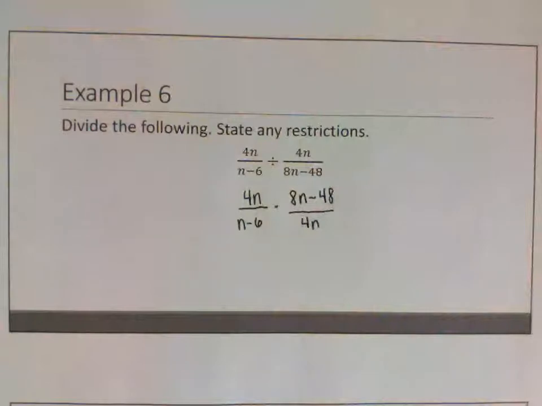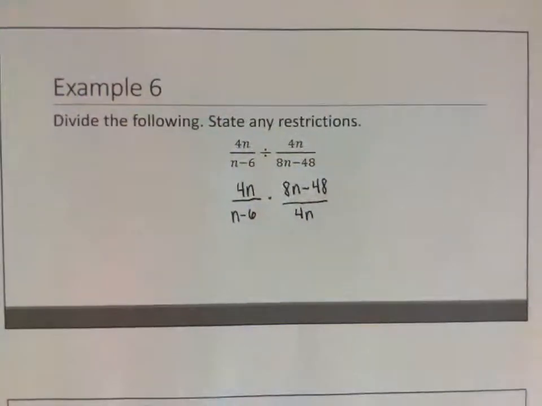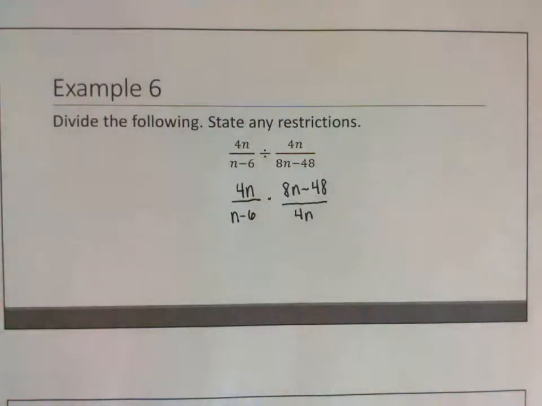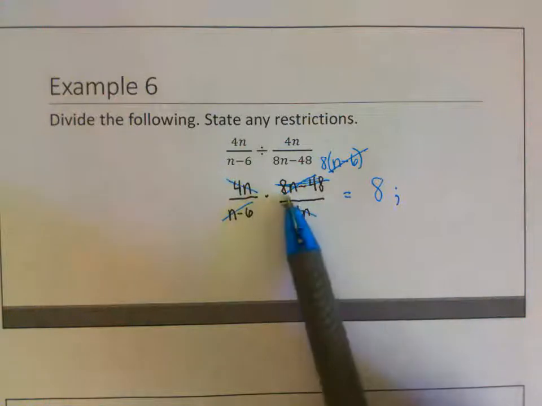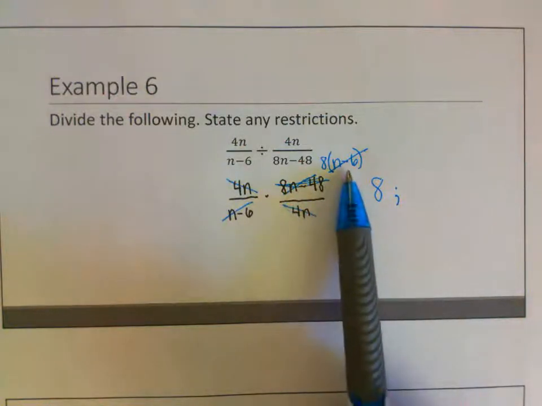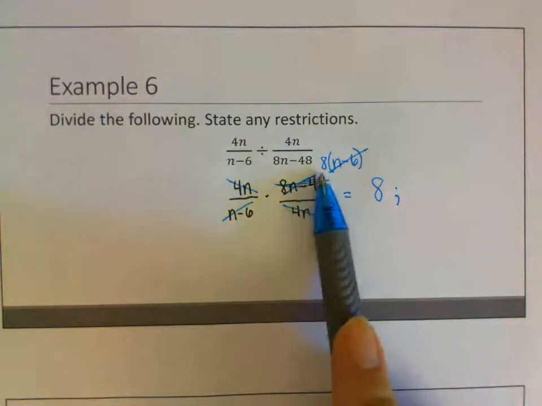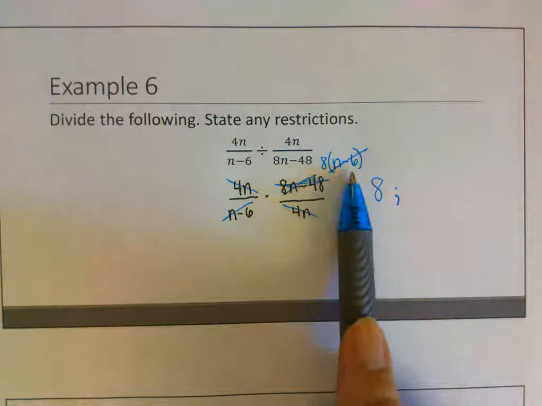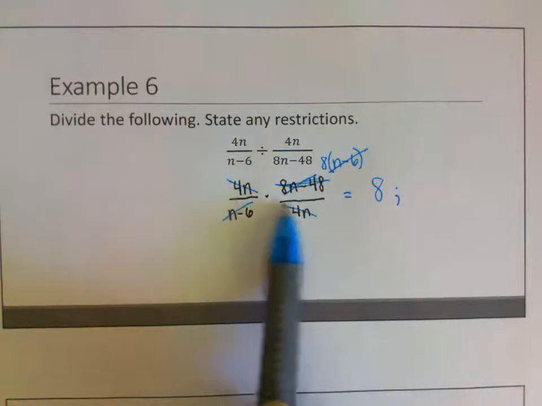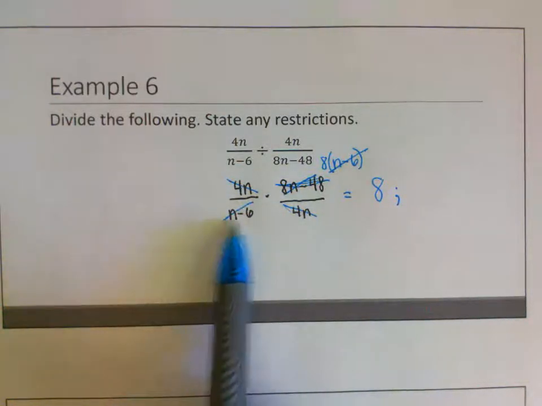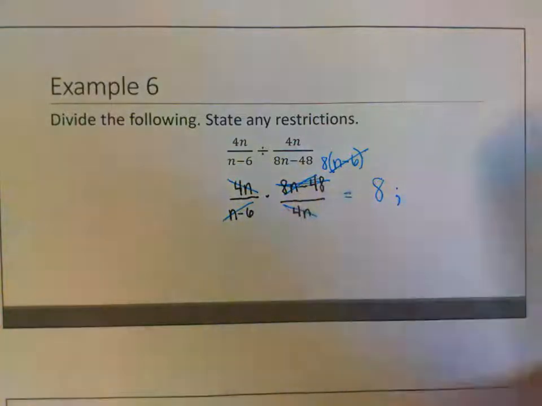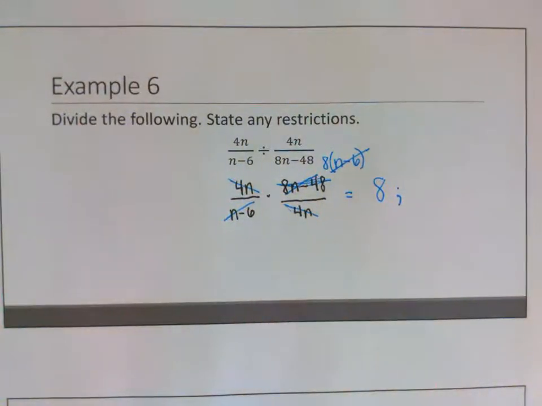All right, so now it's a multiply problem. So go ahead and simplify that and see what you get. All right, so this is kind of messy. I just crossed this out and factored it. I factored out the GCF of 8 and had n minus 6 left over. These diagonals cancel. N minus 6, n minus 6 cancel. And so all I'm left with on this problem is just 8.